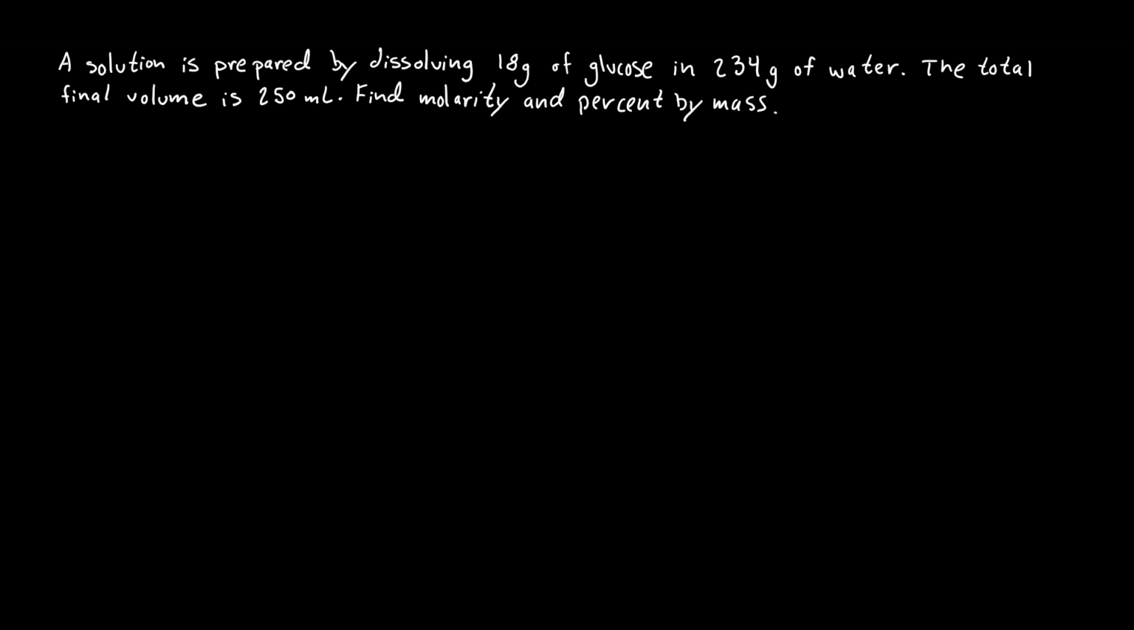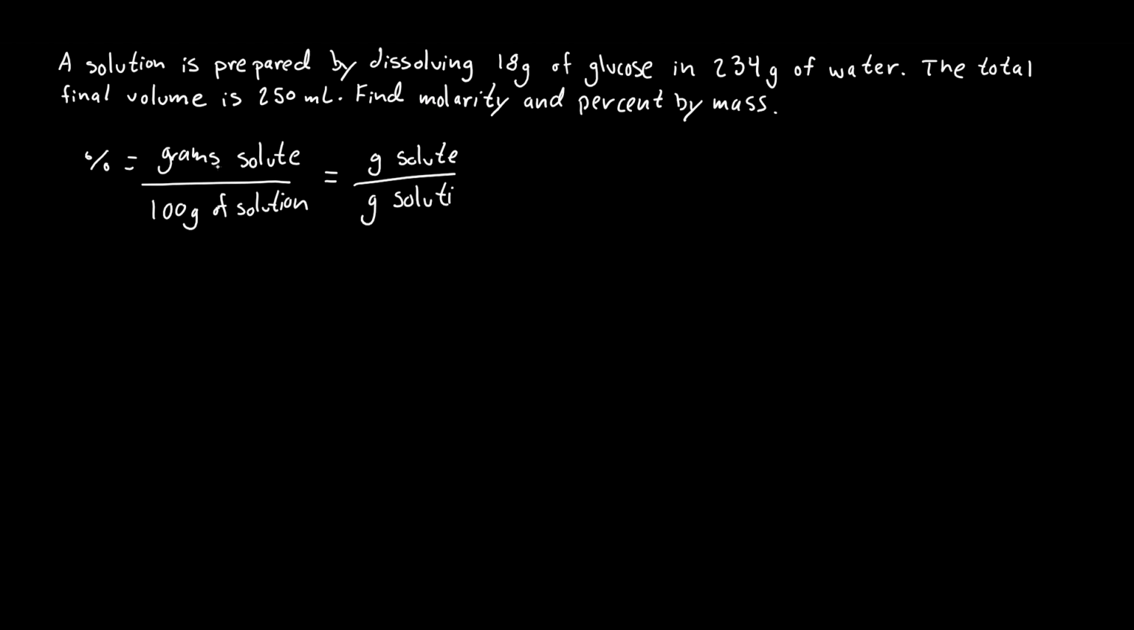Now we also have to find the percent by mass. And let's remind ourselves that the percent by mass is grams of the solute divided by 100 grams of the solution. And so if we're really trying to calculate this, the easier equation is grams of solute divided by grams of solution, and then we can multiply by 100.